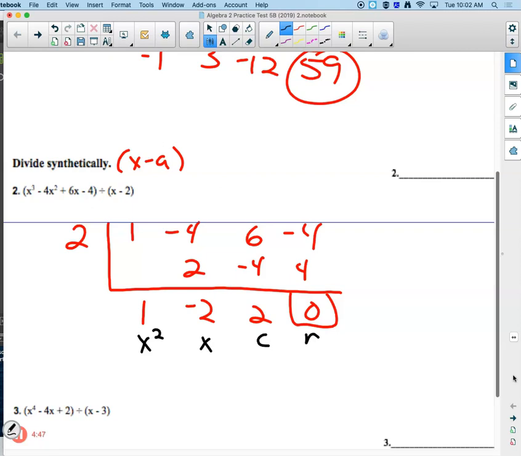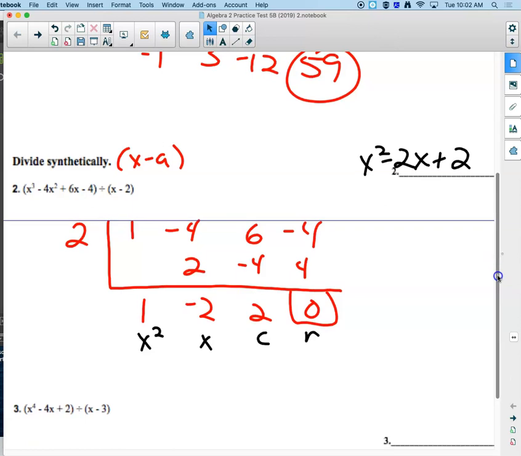So remember, you start over in the right-hand corner. Remainder, constant, x squared, and if there were more numbers, we would keep going, but there aren't. So our answer is x squared minus 2x plus 2. And this one worked out perfectly with no remainder. I wouldn't expect that to happen on a test. More likely than not, you're going to have remainders. So far, so good? Okay. So then it's good that it didn't change gears.